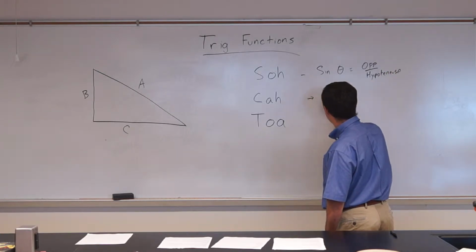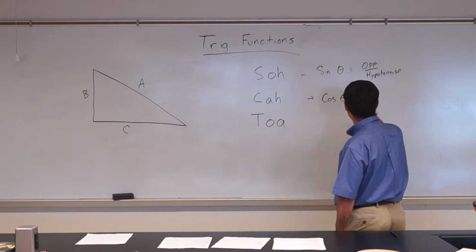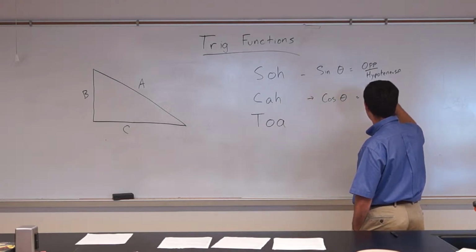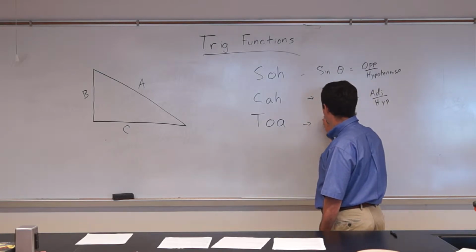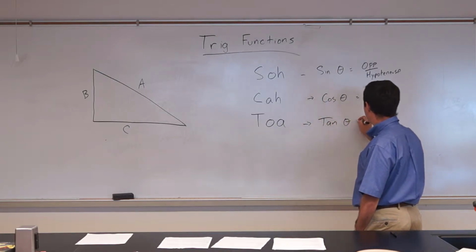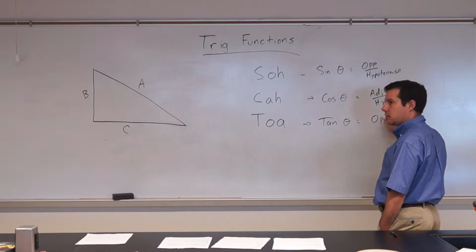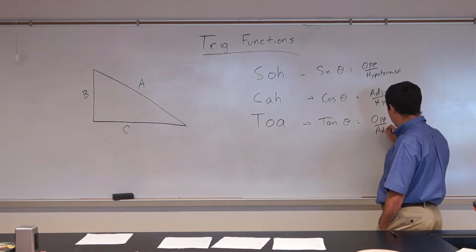Cosine of an angle equals the adjacent over the hypotenuse. And the tangent of an angle equals opposite over adjacent.